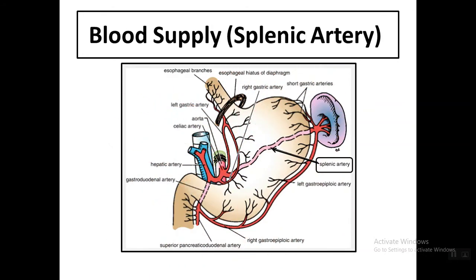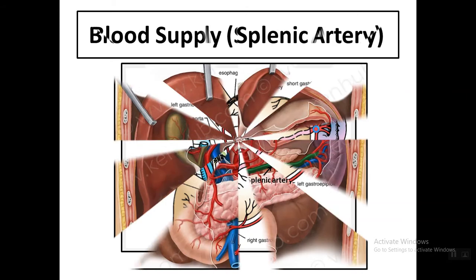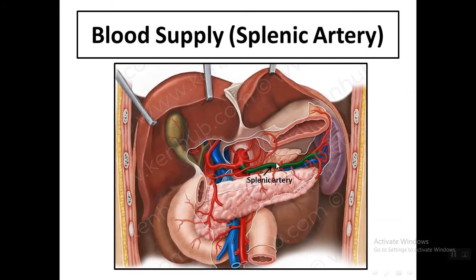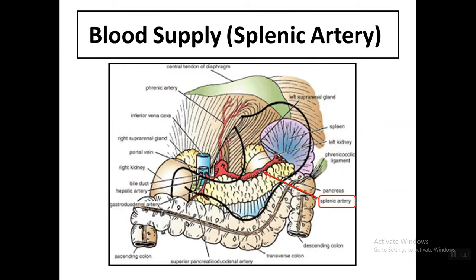What is the blood supply of the spleen? It is supplied by a large artery called the splenic artery. The splenic artery is one of the major branches, the largest branch, of the celiac trunk, that extends behind the stomach and runs a wavy course until it reaches the hilum. This is the splenic artery running over the upper border of the pancreas to reach the hilum of the spleen through the splenorenal ligament. It runs a wavy course.